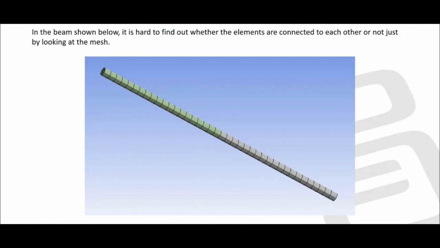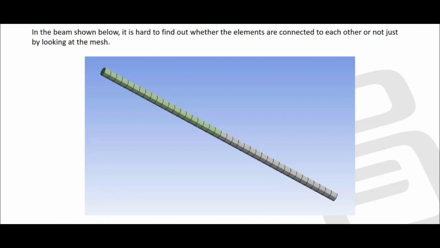In the figure, you can see a beam. Now there are lots of elements on the beam. You can see how the beam is divided into multiple sections. All these are elements. Now, which of the elements are actually connected and which of the elements are not connected, it is very hard to find out just by looking at the mesh. If you take a look at the picture right now, it is very hard to find out whether it is connected or not, or it is near impossible to tell. That is the reason why we perform free run.